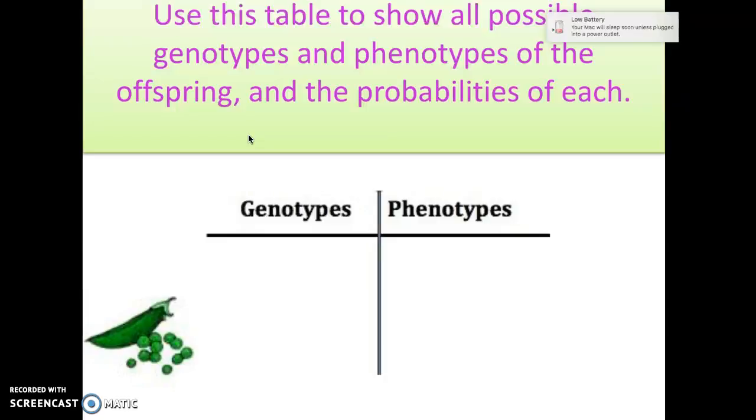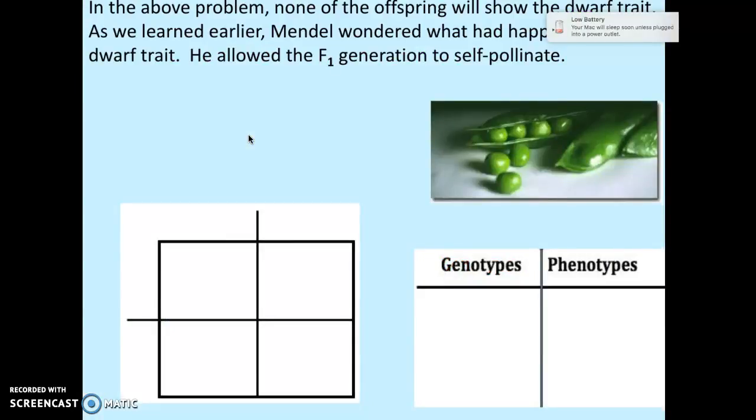Now, go ahead, fill out this table to show all of the genotypes and phenotypes. Remember, your genotype is that homozygous, heterozygous stuff we talked about. And the phenotype is what you can actually point to. What does it look like? Go ahead, pause the video now, and fill out the possible genotypes and phenotypes for all of these. All right, you should have these filled out by now. So 4 out of 4 of them are going to be heterozygous, and 4 out of 4 of them are going to be tall. So in the above problem, none of them showed that dwarf trait.